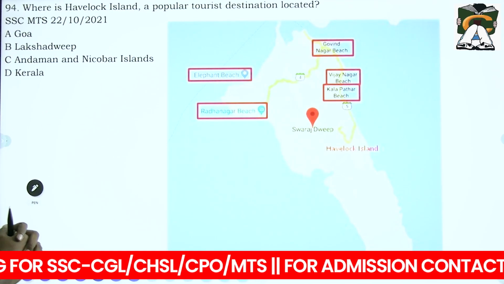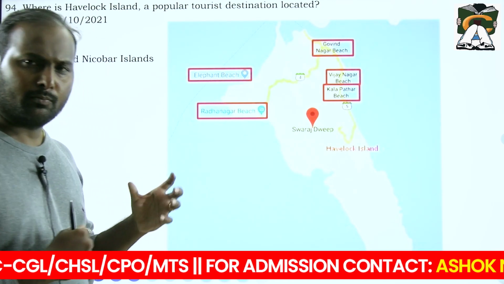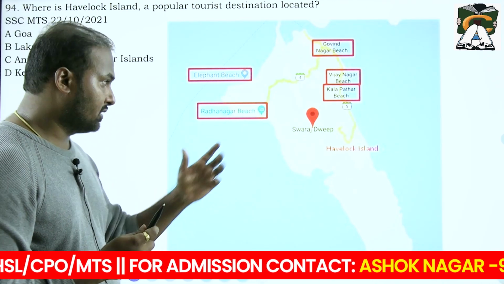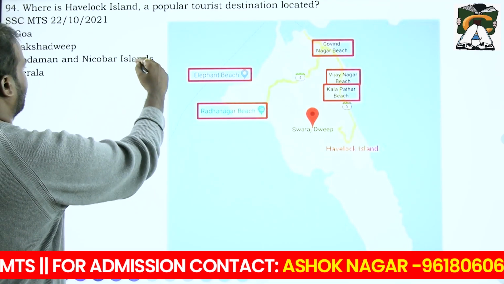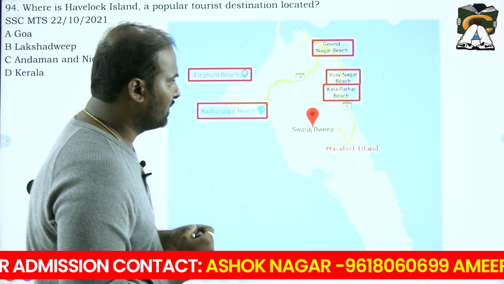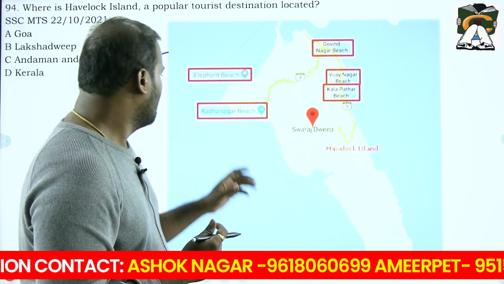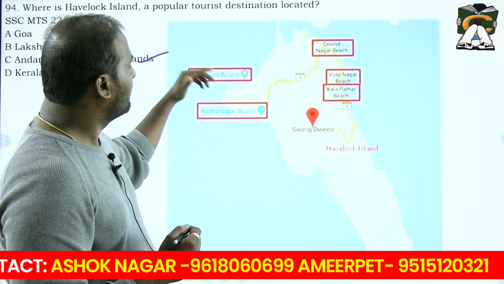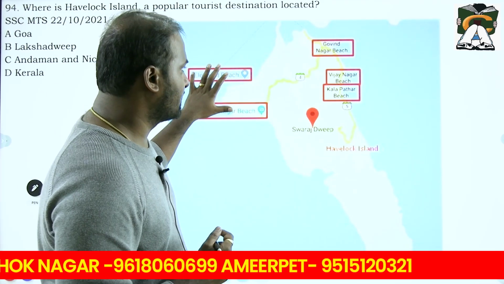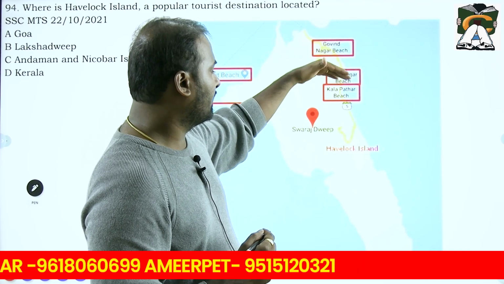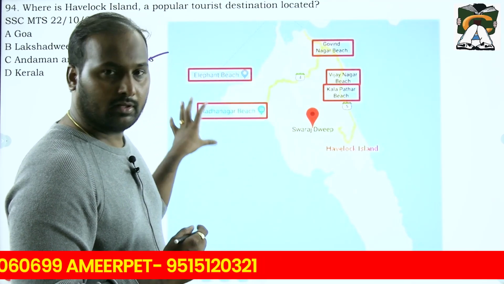Next, where is Havelock Island, a popular tourist destination? It's a very popular tourist destination. It is present in the Andaman and Nicobar Islands. It's very popular because there are very beautiful beaches you can see. One is called Radhanagar Beach, and Elephant Beach you can also see here. Govindnagar Beach, Vijayanagar Beach, Kalapattar Beach, all these are very important.